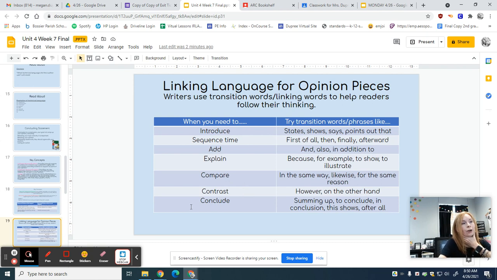So right down here on the linking language, you go down to where it says conclude, and it gives you some good phrases that you can use to start off your concluding statement. You could say summing up, to conclude, in conclusion, this shows, and after all. Or you could say, like I said, as you can see. So these phrases help indicate that you are wrapping up what you just wrote about. So you're concluding it. So when you're writing it, I want you to come to this chart and I want you to think about using some of these phrases to do your concluding statement tomorrow on your draft.